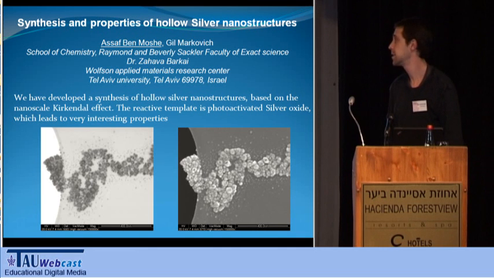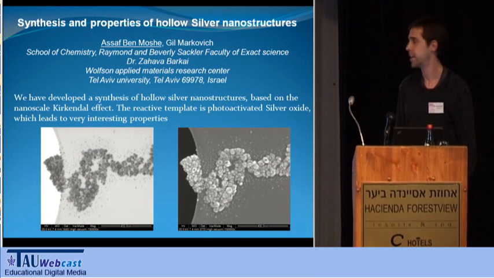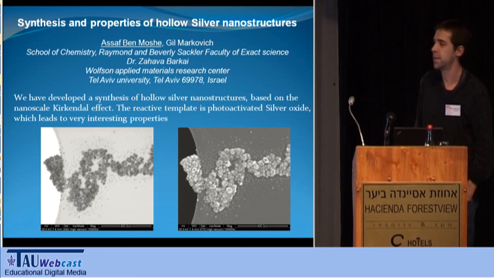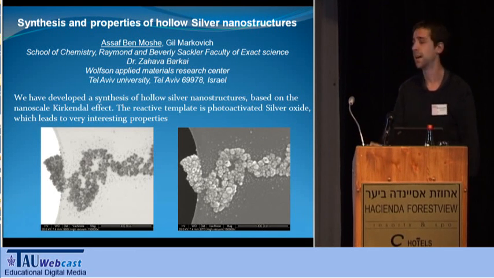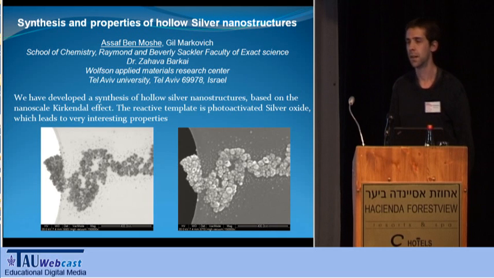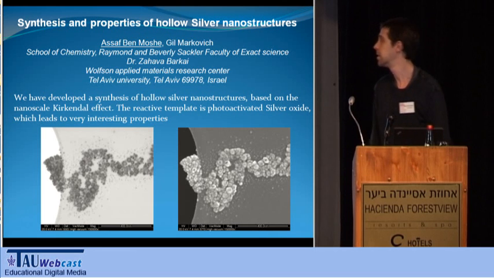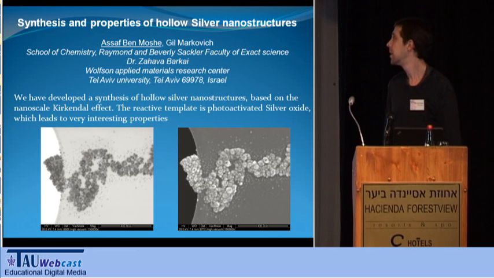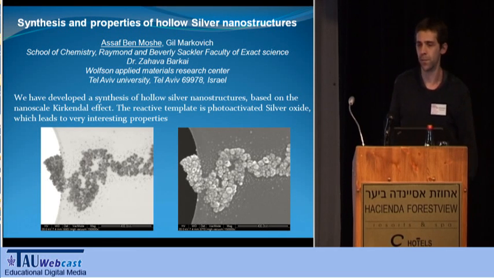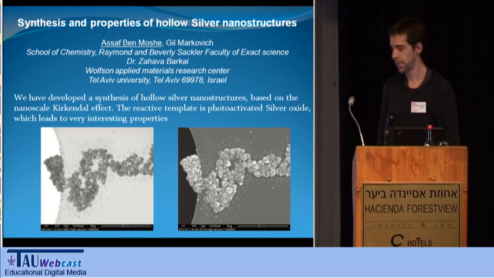We have developed a synthesis of hollow silver nanostructures, taking advantage of the nanoscale Kirkendall effect. This effect on its own is very interesting, and it deals with diffusion through solid-state systems. You should keep in mind that this type of diffusion is nothing like diffusion in a liquid environment. For instance, the very basic concept of motion is described entirely differently than motion in liquid systems.